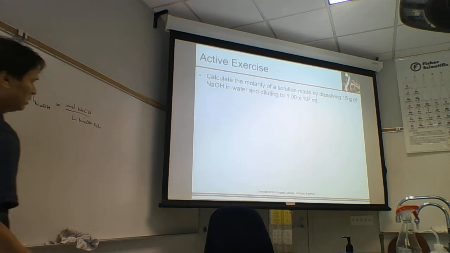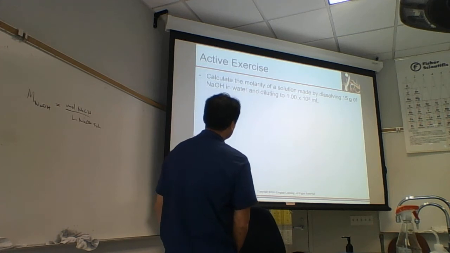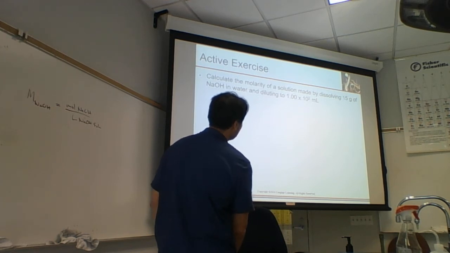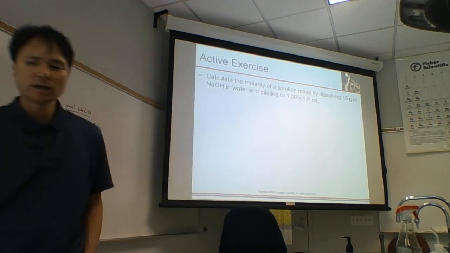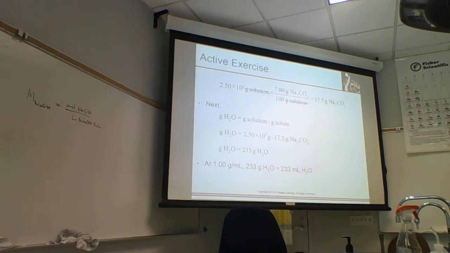And so, well, notice that this is a little bit different. It says dissolving it in water and diluting it to 100 milliliters. They aren't telling us how many milliliters of water they added. Does it say how many milliliters of water they're adding in this mixture? No. If we look at the previous problem, did they say how many milliliters of water they're adding? Yeah. They're adding 233 milliliters.